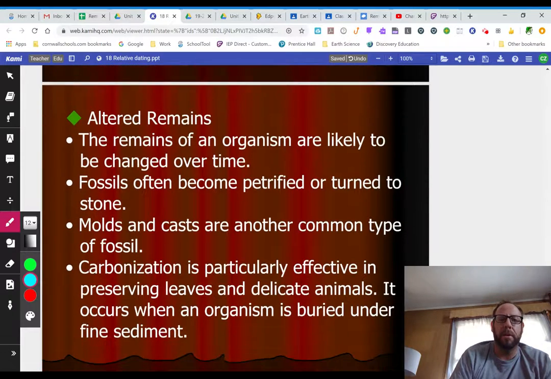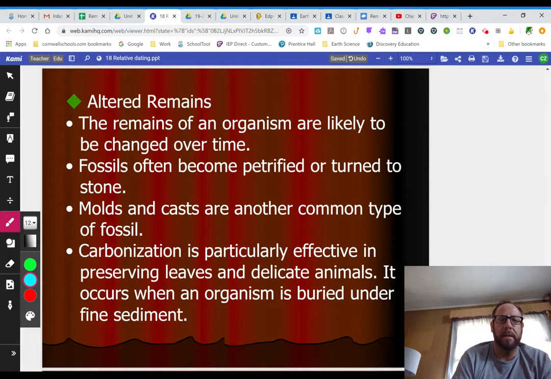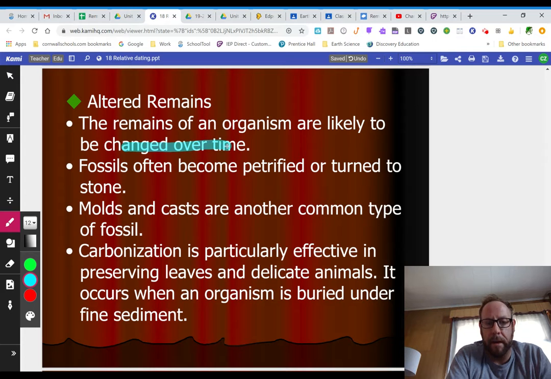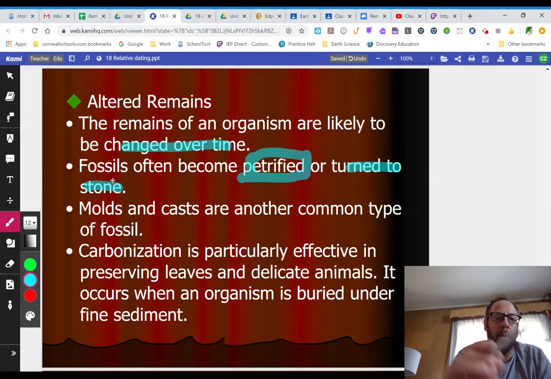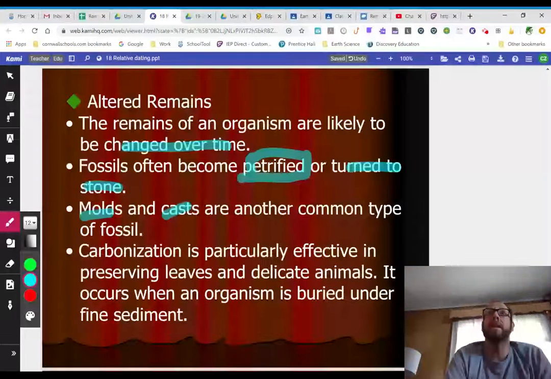Then we have altered remains. These are remains that change over time, right? This is like wood that was petrified. That's when wood is permineralized and turned into stone. It can also happen to certain animal organisms. There are also molds or casts, of footprints, of the shape of the fossil, of fish remains because they're mostly soft, or worms and things like that.